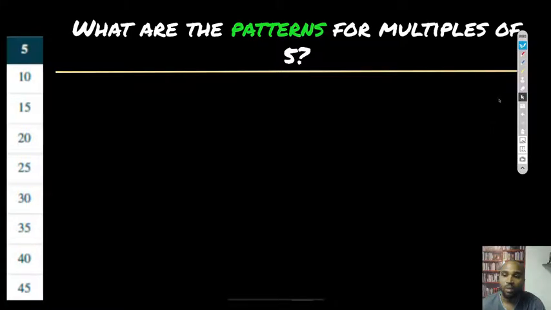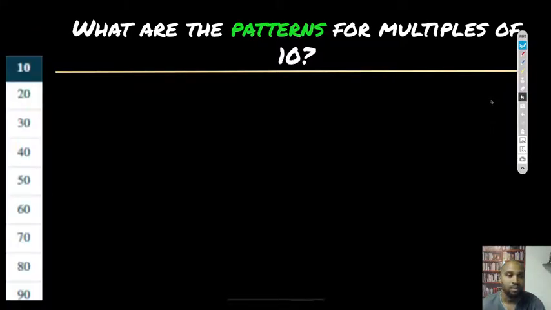So that's how you would look for it if it's for 5. What if it were 10? Look at the numbers now. We notice that the last digit is always ending in a 0. So there's going to be some overlap between multiples of 5 and 10 because we have 5, 10, 15, 20, 25, 30, 35, 40. So everywhere there's a 0, we have a multiple of 10.